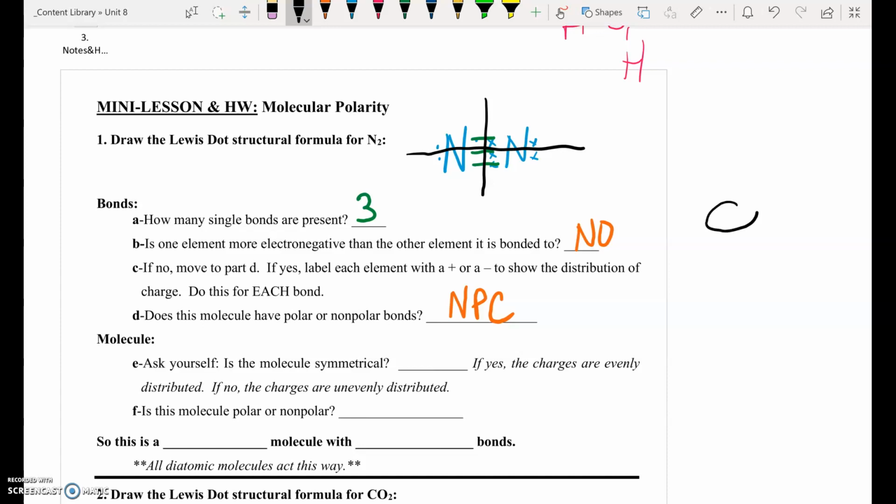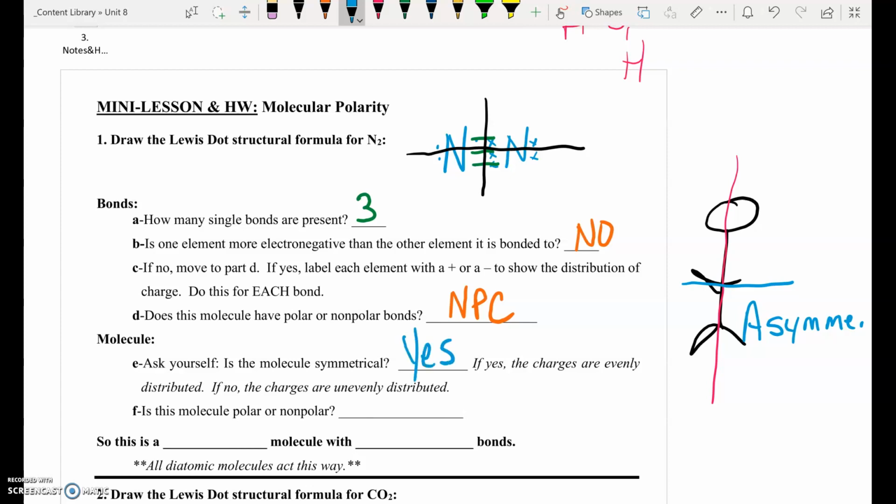It's kind of like the human body. The human body has symmetry only in one direction. If you cut the human body vertically, the left side of the body and the right side of the body are exactly the same. But if you cut it horizontally, obviously it's not. I have the head on the top and I have the feet on the bottom, so they are not mirror images. So we would call the human body asymmetrical. Asymmetrical means that you cannot cut it evenly. So we say that that's a yes.